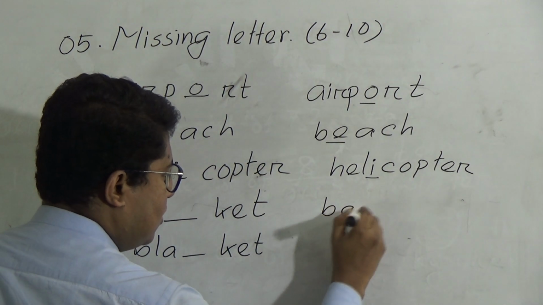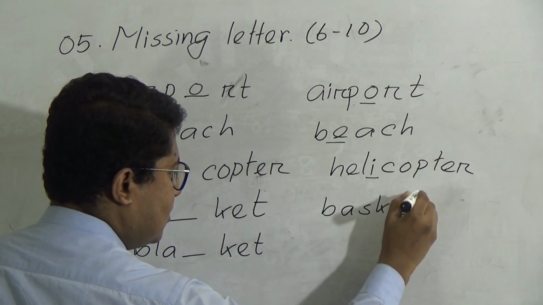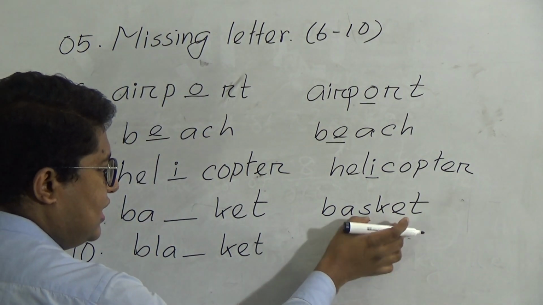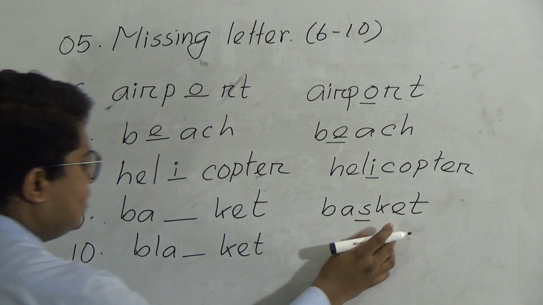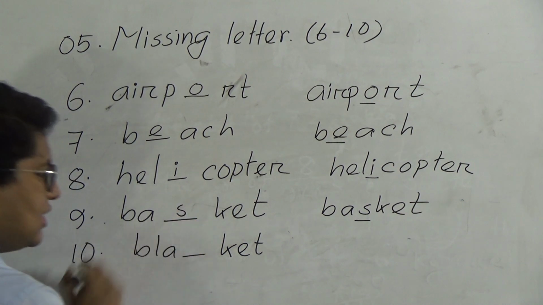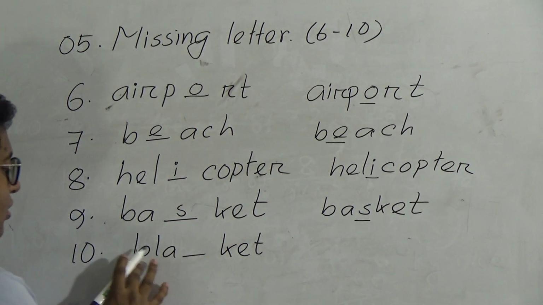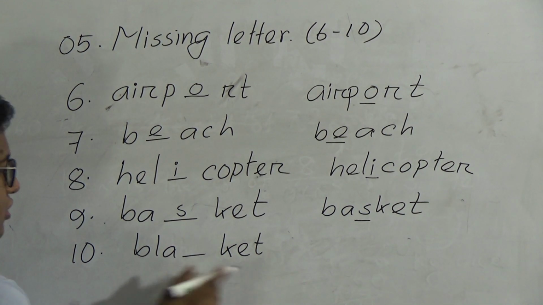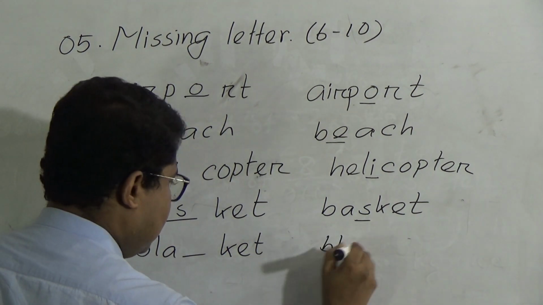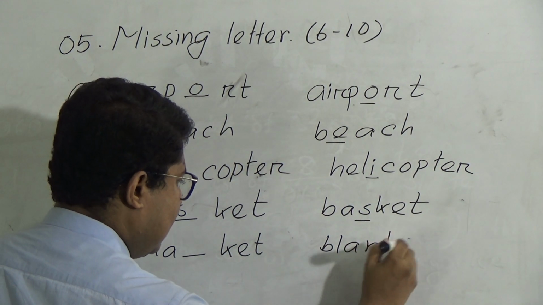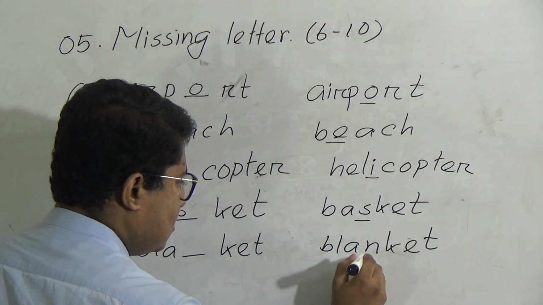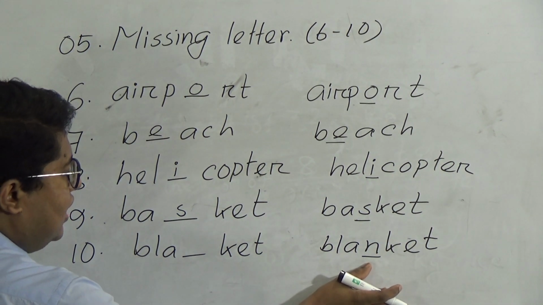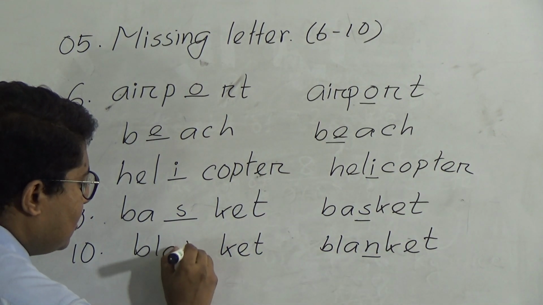Next one, number 9, BA-KET. The word is basket. So in this word, the letter S is missing. So we have to write S here. Number 10, BLA-KET. So the word is BLANKET, blanket. So in this word, the letter N is missing. Okay, so you have to write N here.